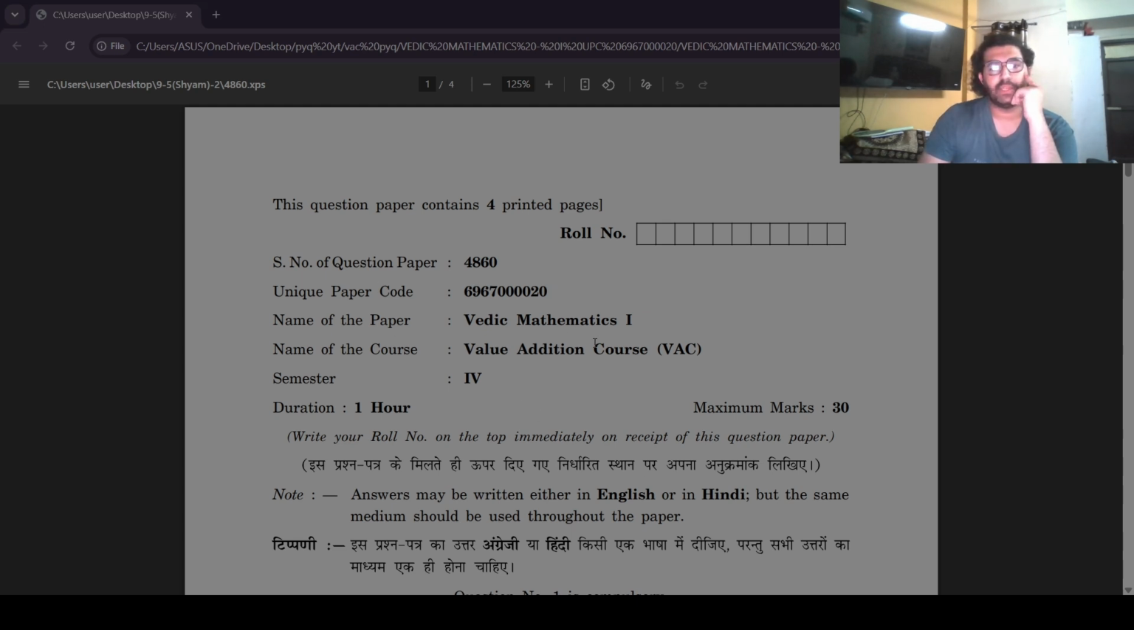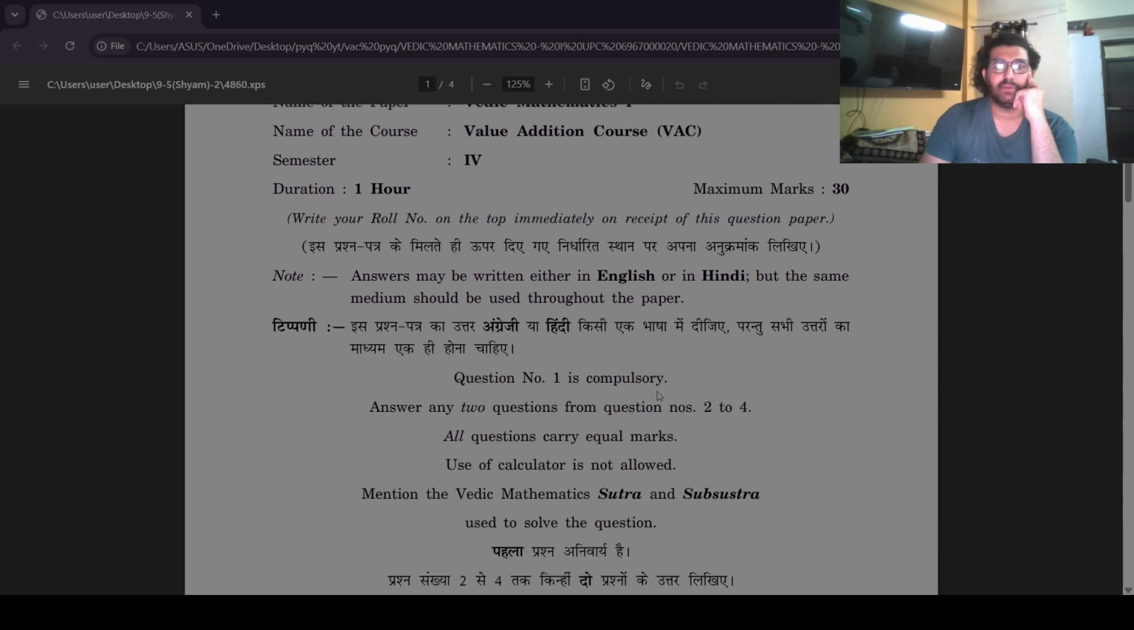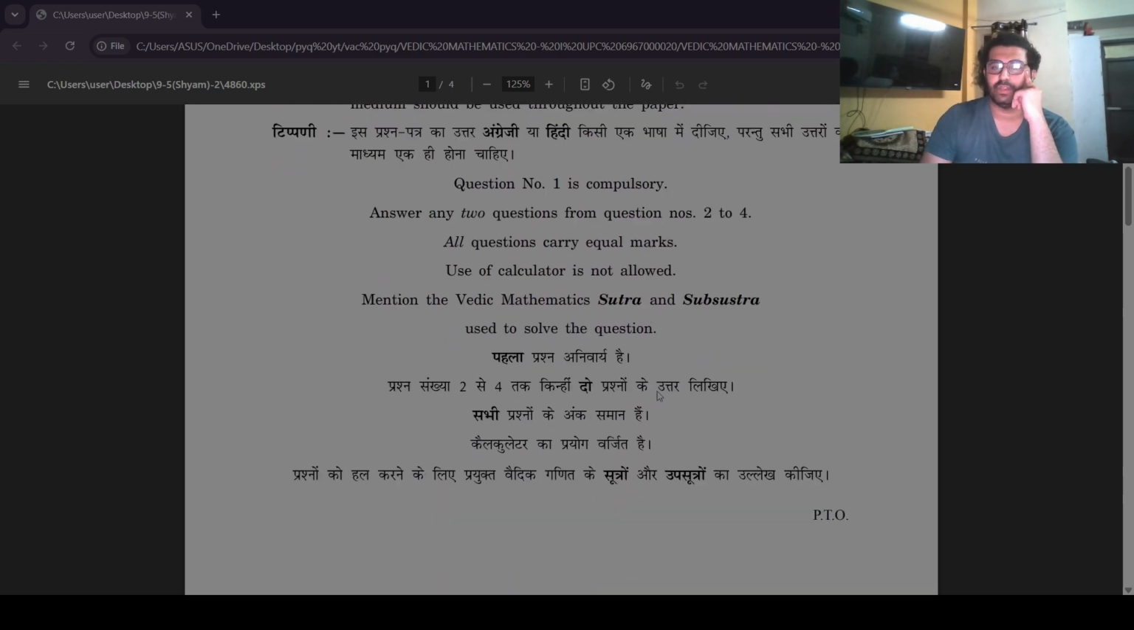The name of the paper is Vedic Mathematics 1. It's a VAC course. It's for semester 1 to 4. The maximum duration is 1 hour and maximum marks is 30. Guys, remember to read the instructions before attempting the question paper.